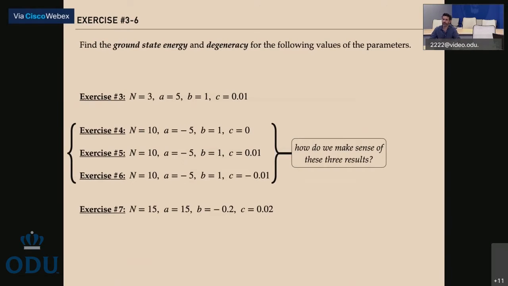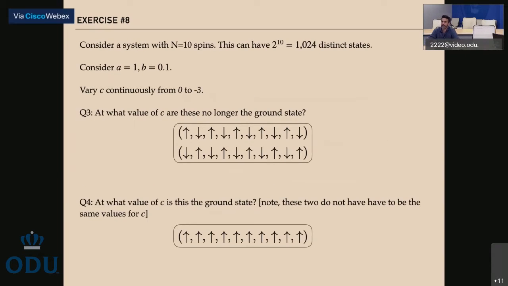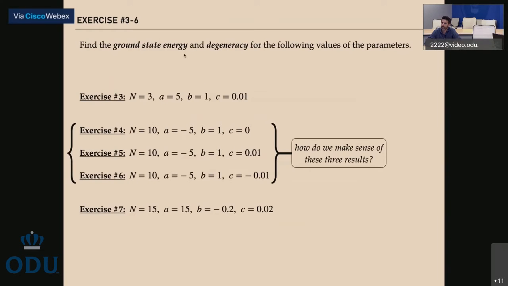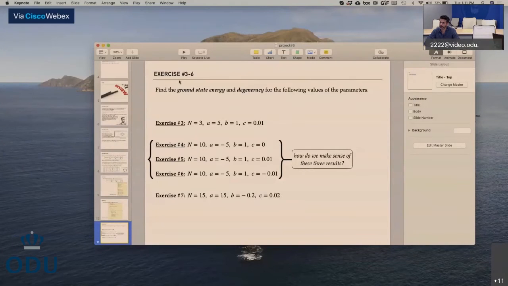Exercises 3 to 6 were just to get the ground state and degeneracy of all these different examples. Remember, degeneracy was this concept that we introduced for describing states that have the same energy, even though the states may look different. And this was associated with asymmetry present in the system. We talked about that in quite a bit of detail. The last exercise was, sorry, there's a typo. This is 3 to 7, not 3 to 6. So let's fix that.